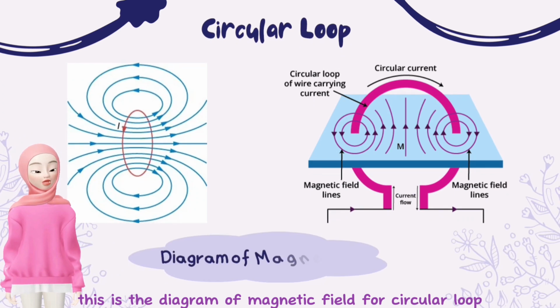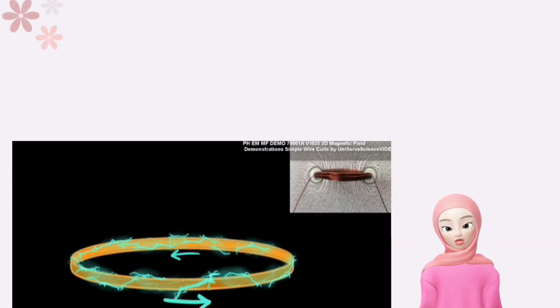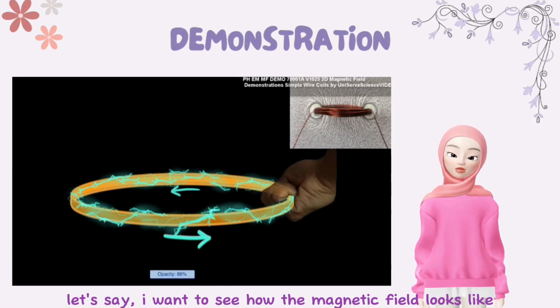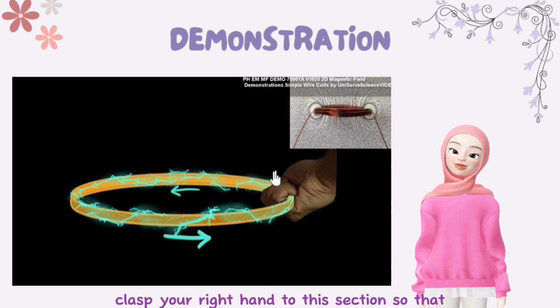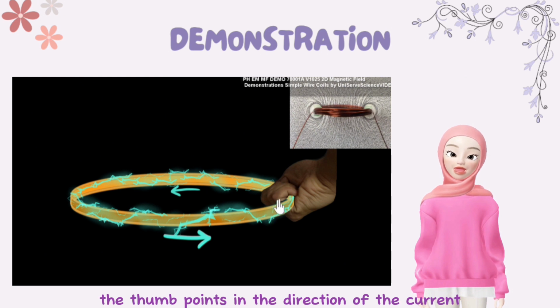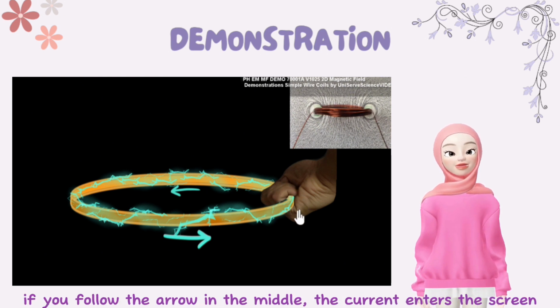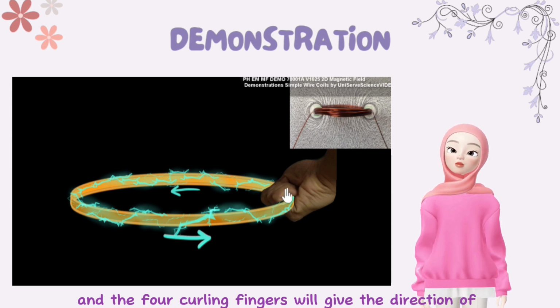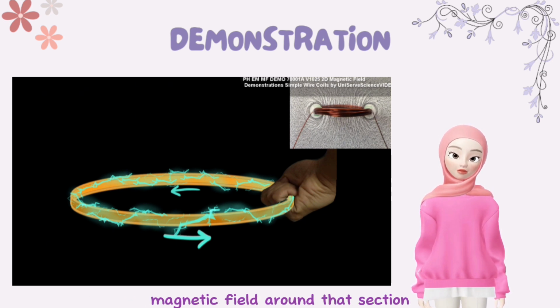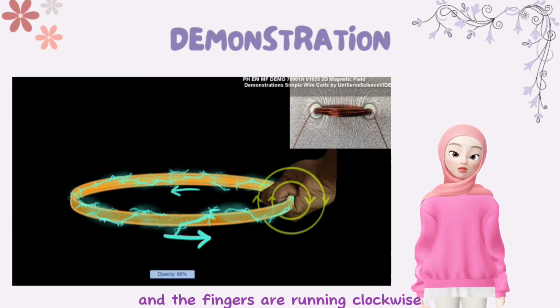This is the diagram of magnetic field for circular loop. Let's say I want to see how the magnetic field looks like in this section. You can use right hand grip rule. Clasp your right hand to this section so that the thumb points in the direction of the current. If you follow the arrow in the middle, the current enters the screen, and so the thumb should be pointed into the screen. And the 4 curling fingers give the direction of magnetic field around that section. And the fingers are running clockwise.